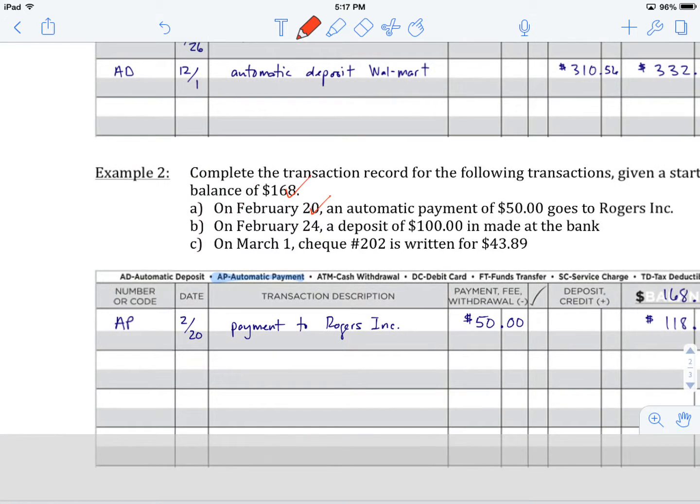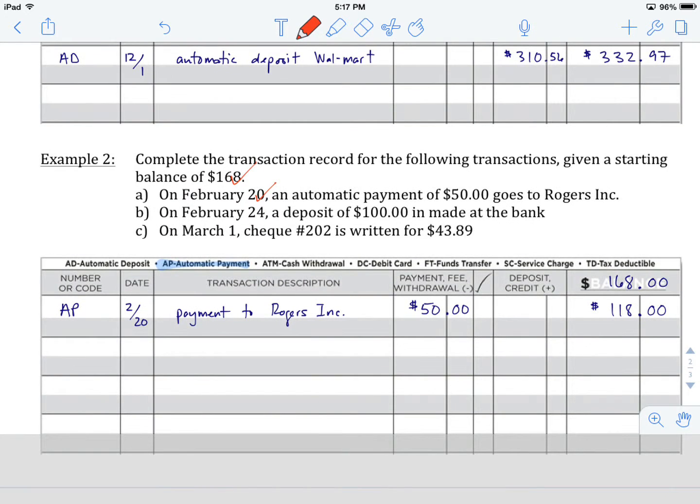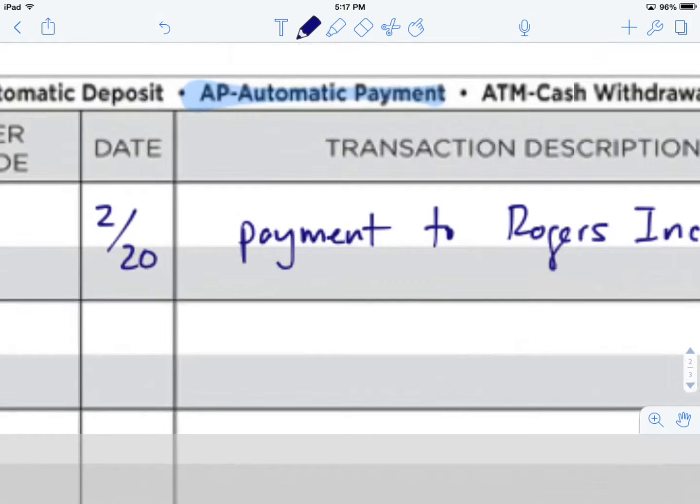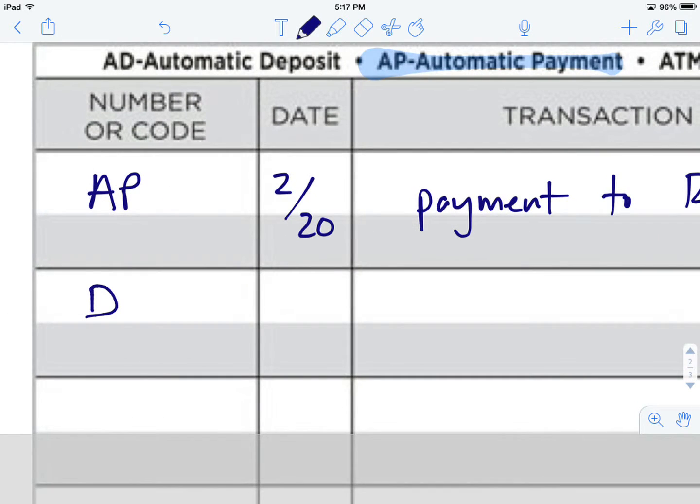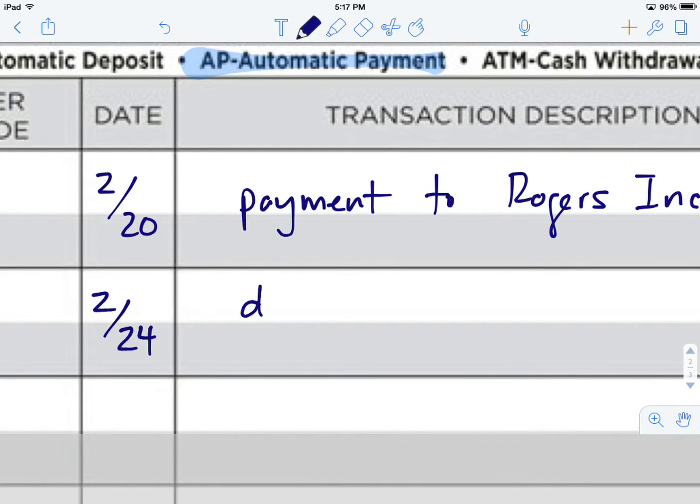The next one happens on February 24th. It's a deposit of $100 is made at the bank. So that's going to be money coming into your account. That's just a regular good old deposit, so we can just put down D for deposit, and that happens on the 24th, and we would say deposit at the bank.